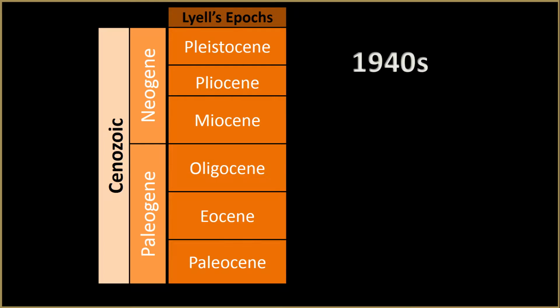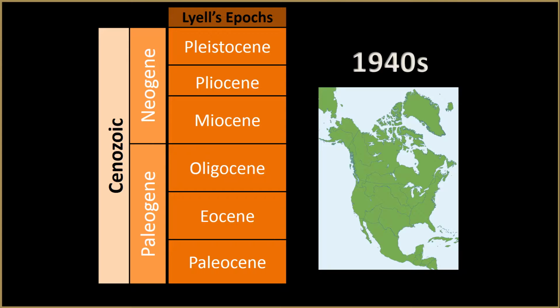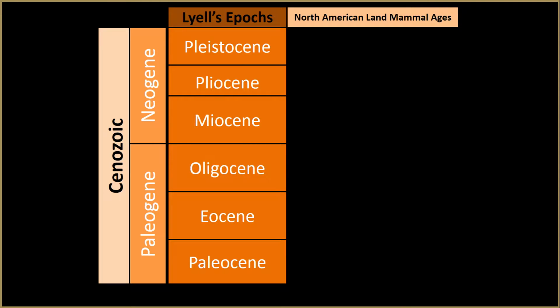Many decades later in the 1940s, when belief in evolution had become nearly universal, vertebrate paleontologists working in North America subdivided Lyell's epochs into even smaller units, which they called the North American land mammal ages. The idea of the land mammal ages was based on the belief of these scientists in evolution.